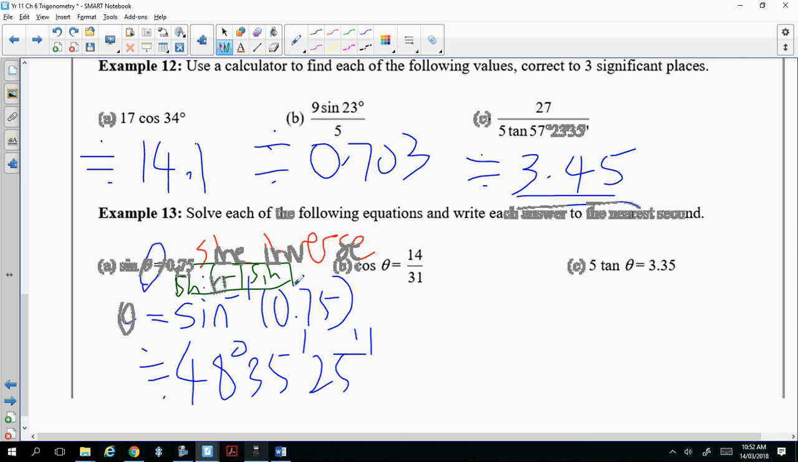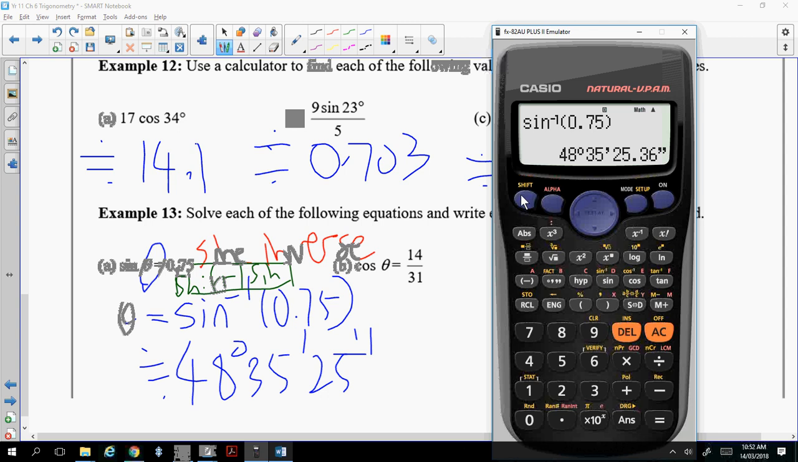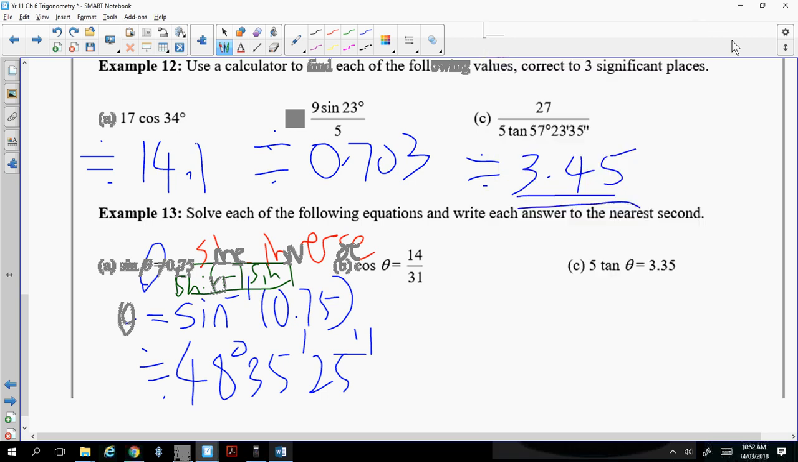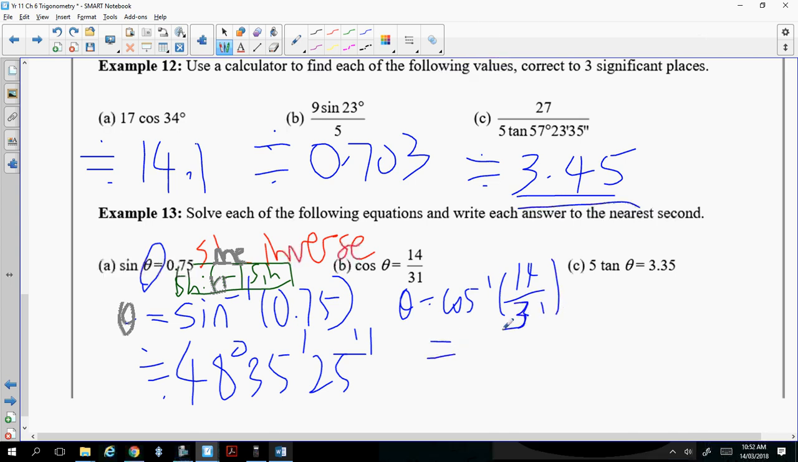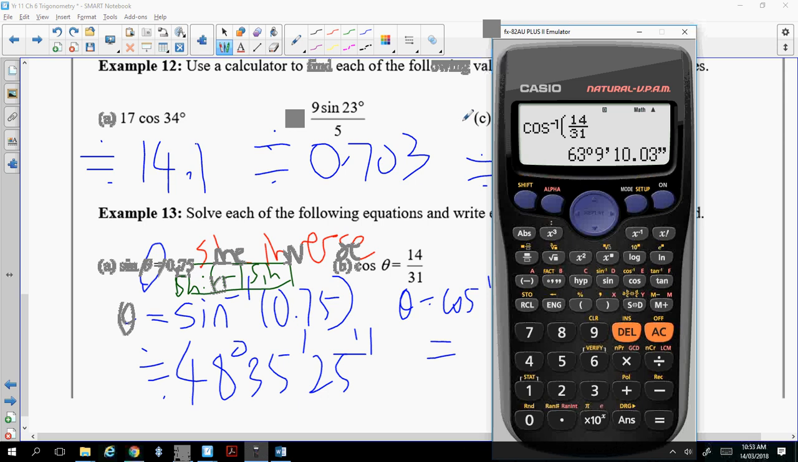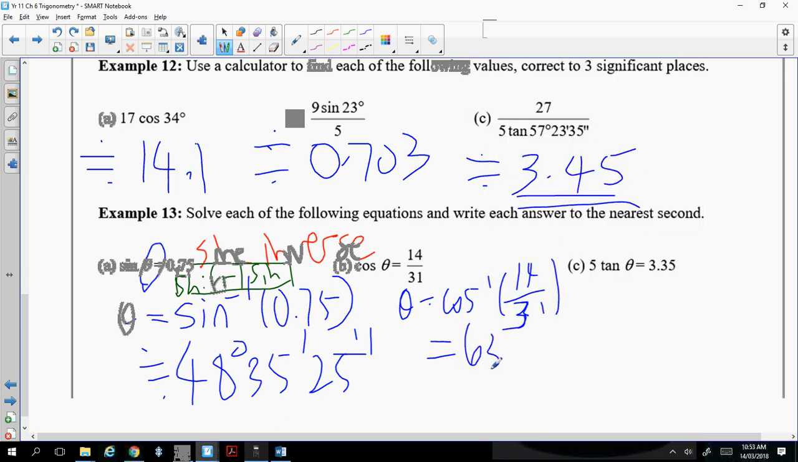All right, next we have to do the cos inverse as well. So let's do cos inverse. So shift cos 14 fraction 31, nearest minute, nearest second. Okay, all right, good. So you just press shift cos this. And what do you get? You get 63, 9, 10. 63 degrees, 9 minutes, 10 seconds.